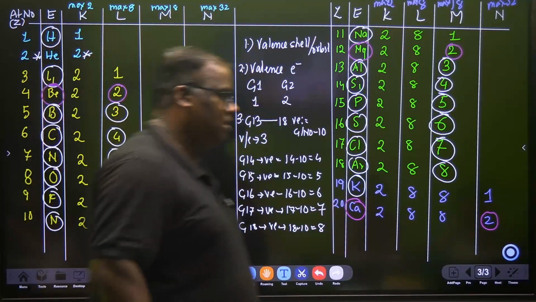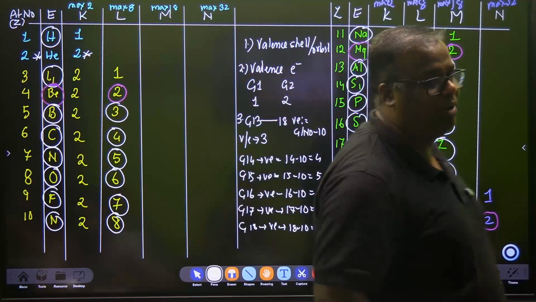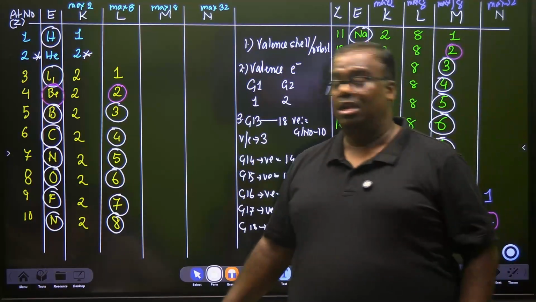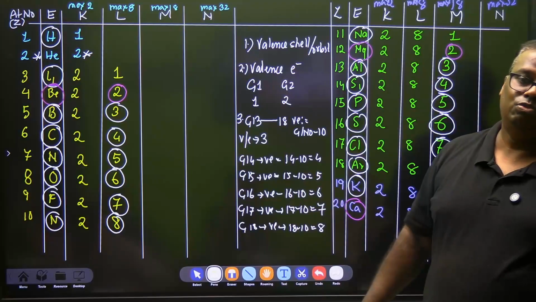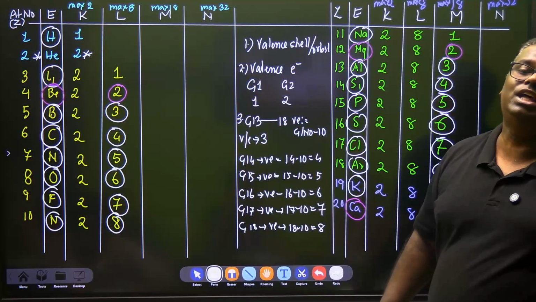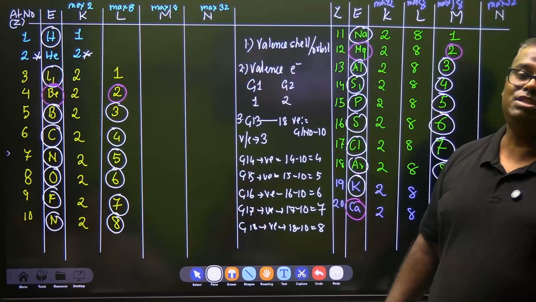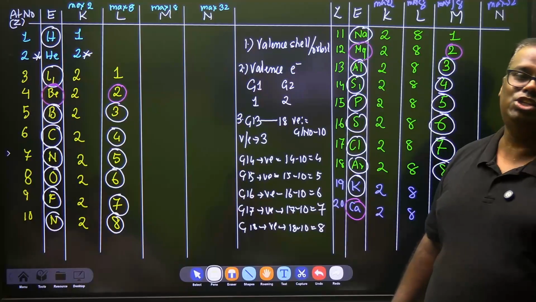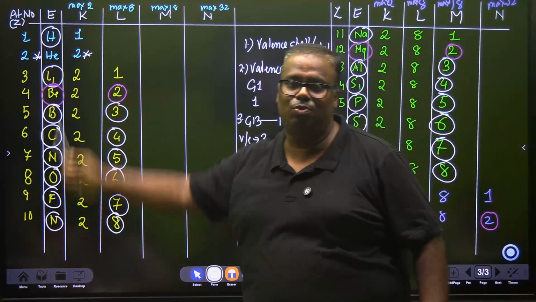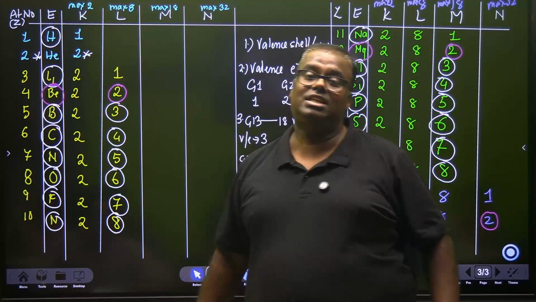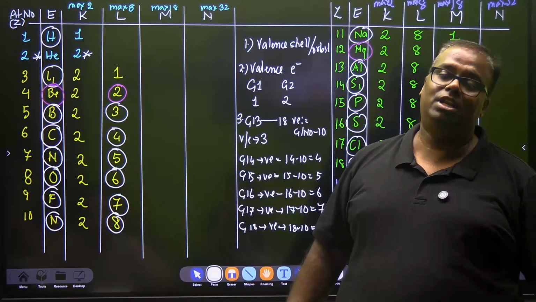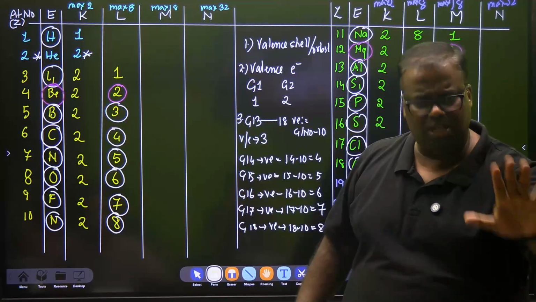Question arises, sir, how do you then satisfy it for helium? Now this rule is applicable for the elements which have more than one shell. Helium is a fellow who has got only one shell, called K shell. Just see, helium has got one shell, and in its K shell, it has got how many electrons? 2 electrons. Just keep that much in mind.